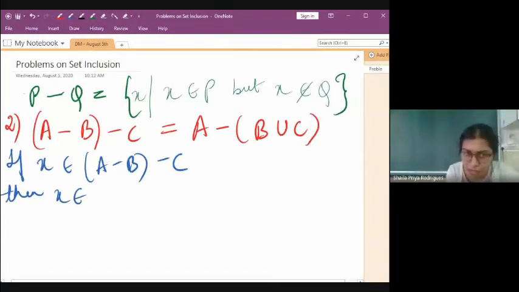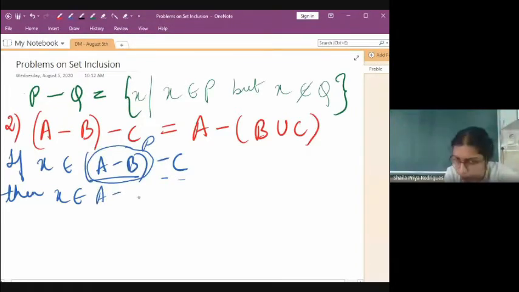So if x belongs to A minus B minus C, you look at A minus B as the set P here. So if x belongs to P minus C, it should mean that x belongs to the set P, but P is A minus B here. All right. X belongs to A minus B, but x does not belong to C. Is that okay?